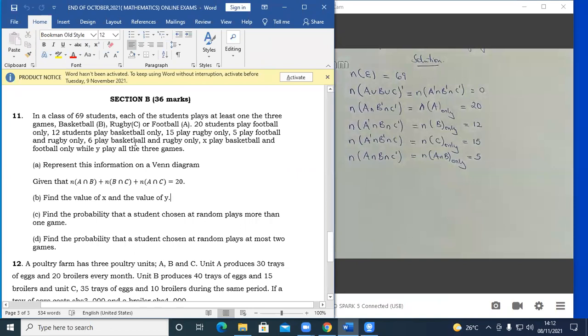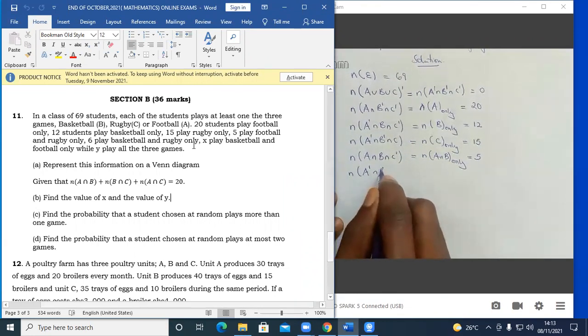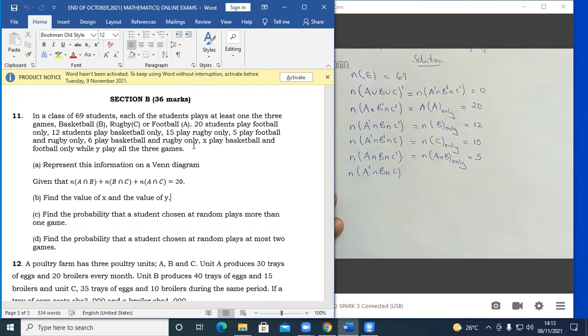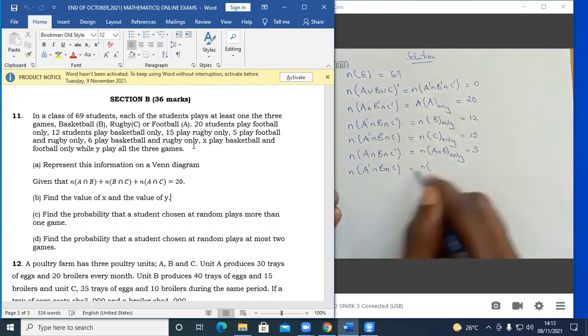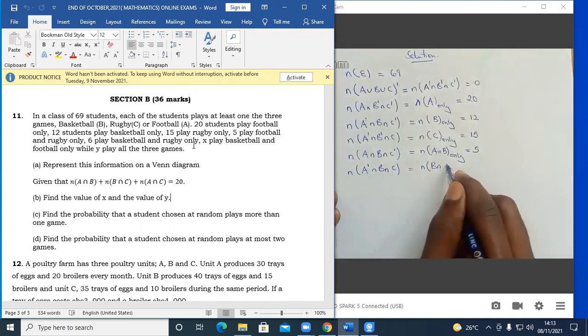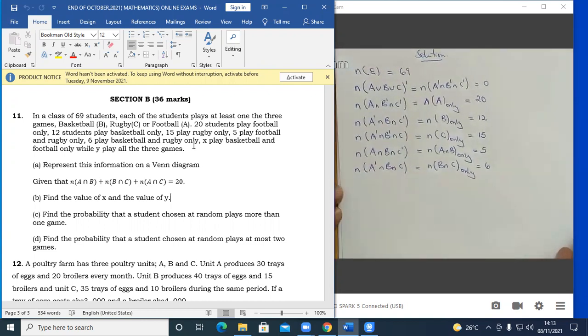Then 6 play basket and rugby only, which is the same as A complement intersection B intersection C, which is the same as B intersection C only, was given to be 6. Members, are you following me? Yes. Good.